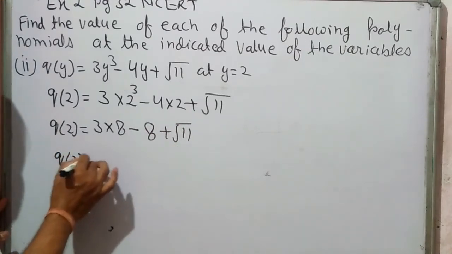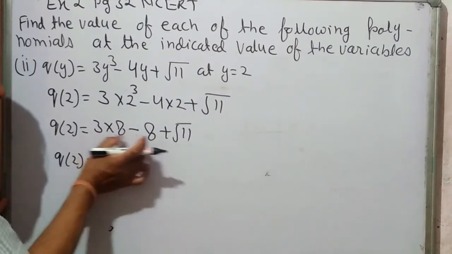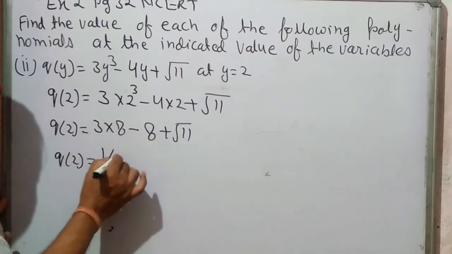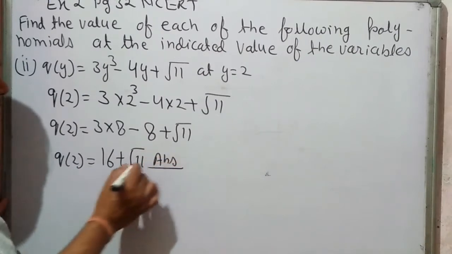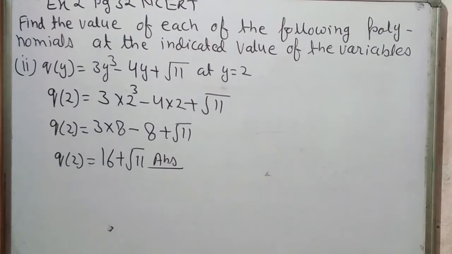Can we solve the first two terms? We can't solve the third term, but we can solve these two. 3 into 8 is 24, 24 minus 8 is 16, plus under root 11. That will be the answer for this second part of the question.